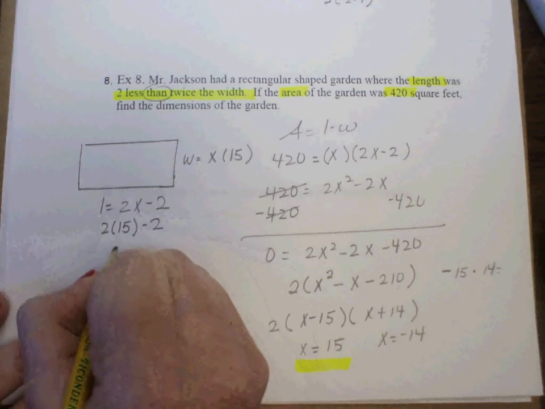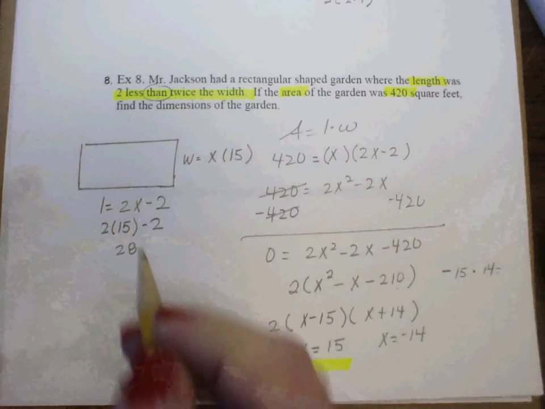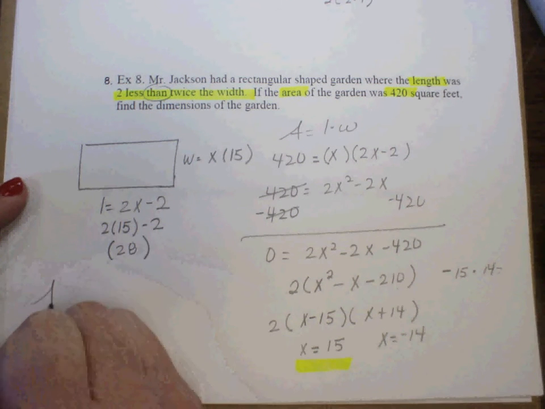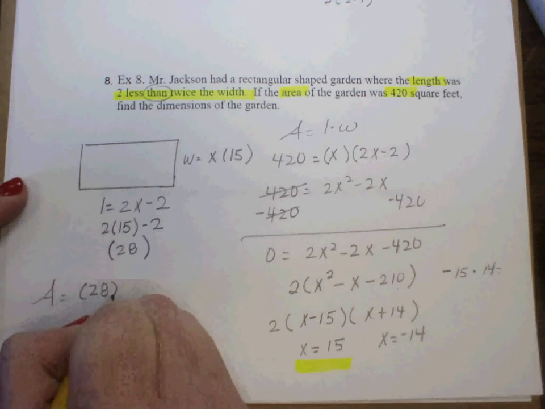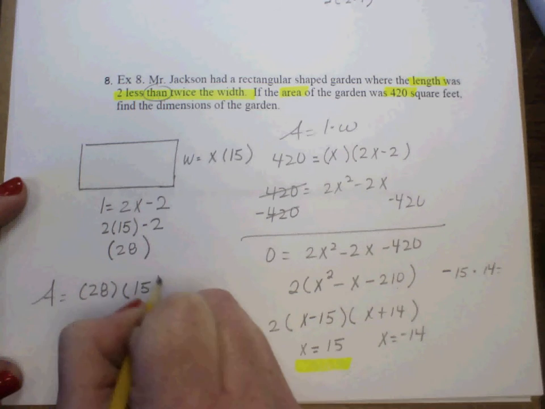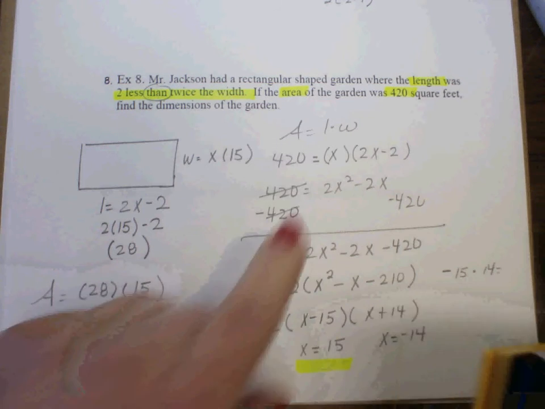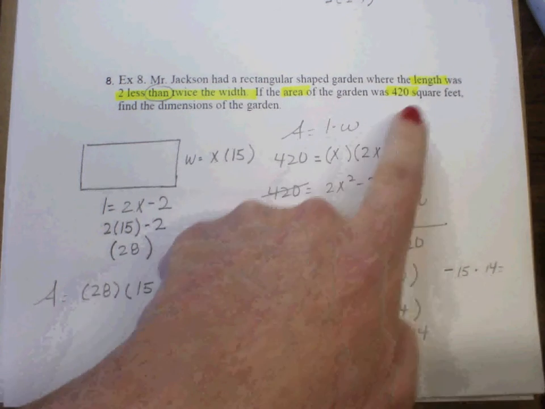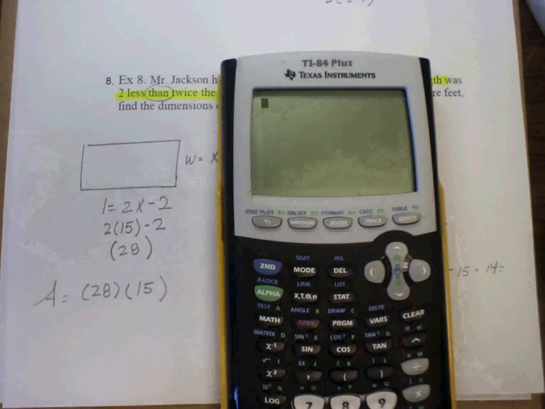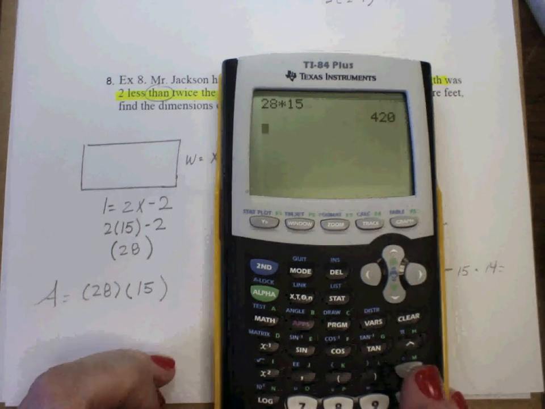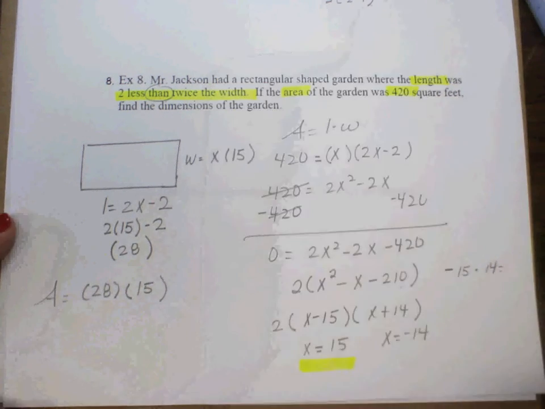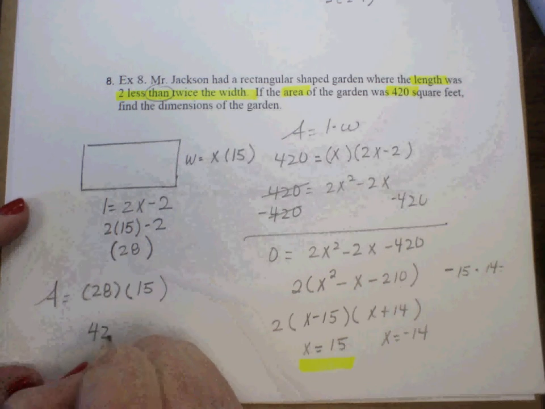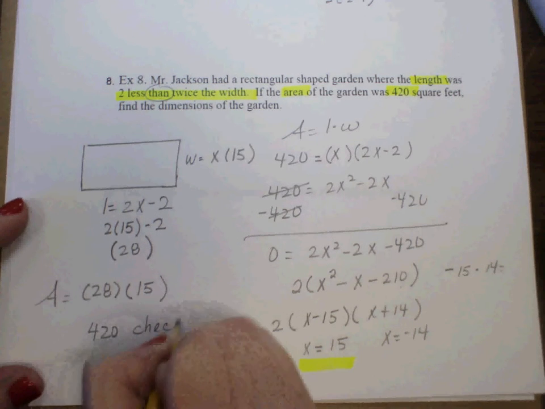That would be 28. Now, just to make sure that I am correct, that area, which is 28 times 15, needs to be equal to 420. That was the area. So let's see, 28 times 15, ding, ding, ding, 420. So this is how you check that you have done it correctly.